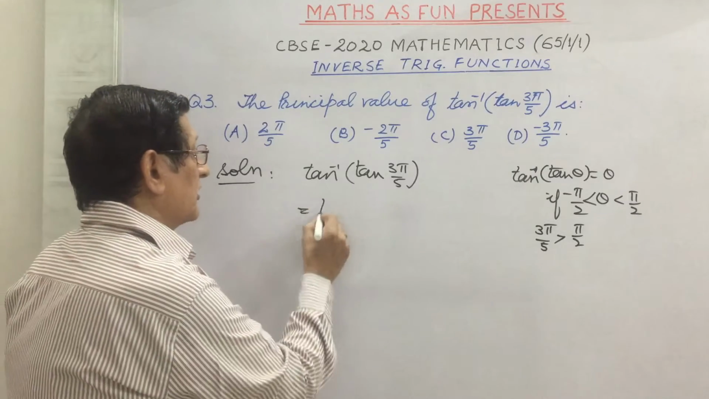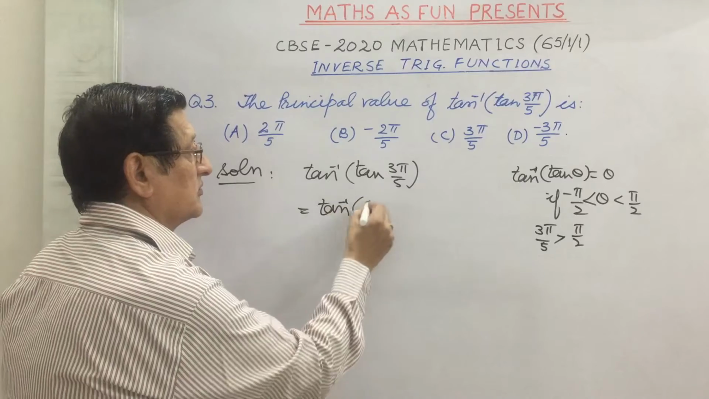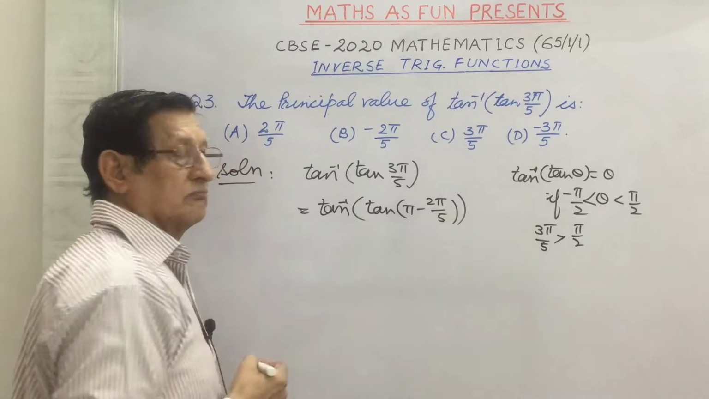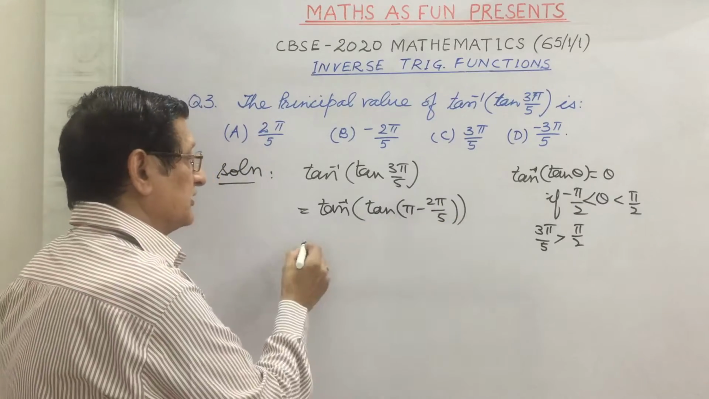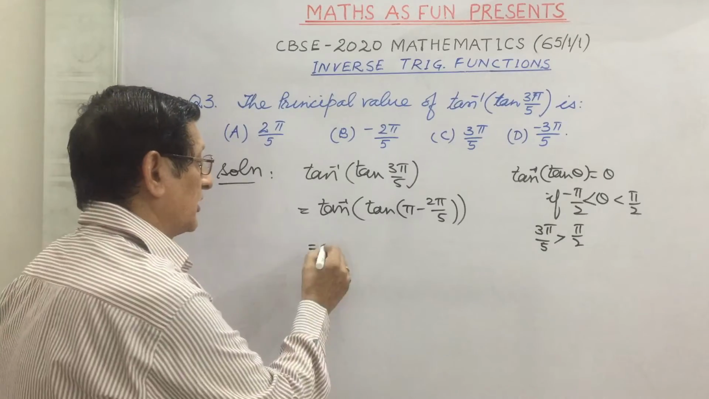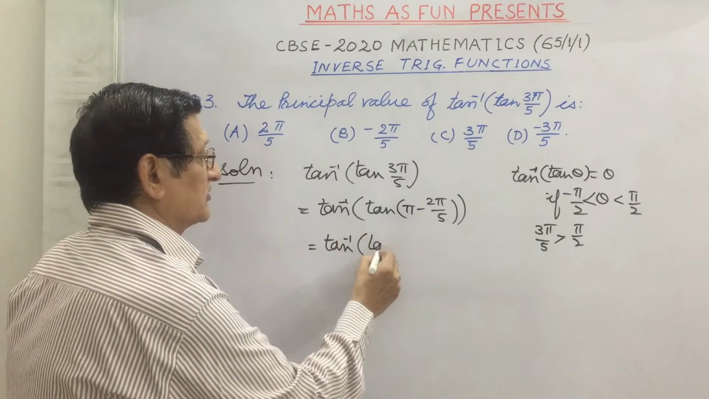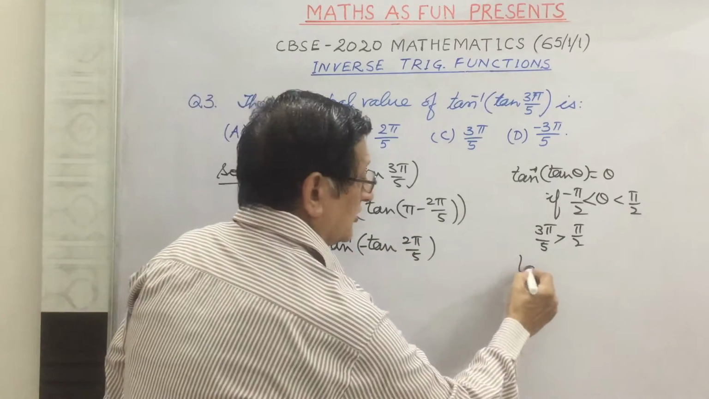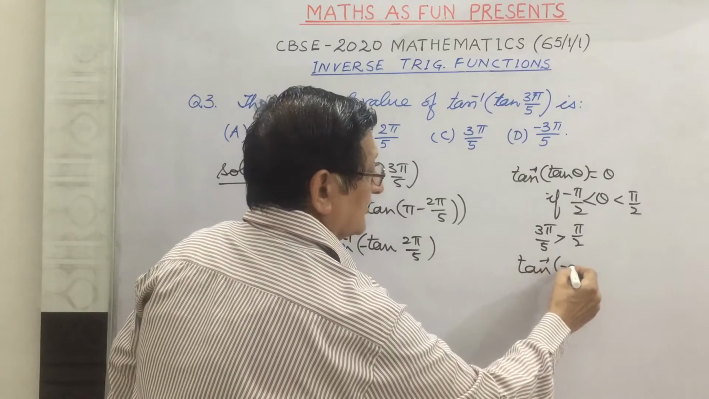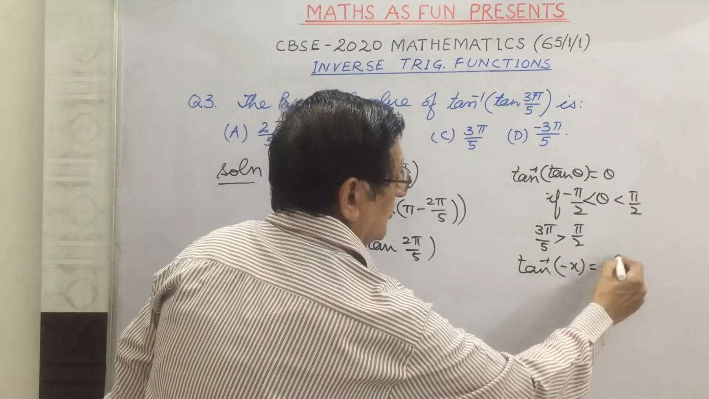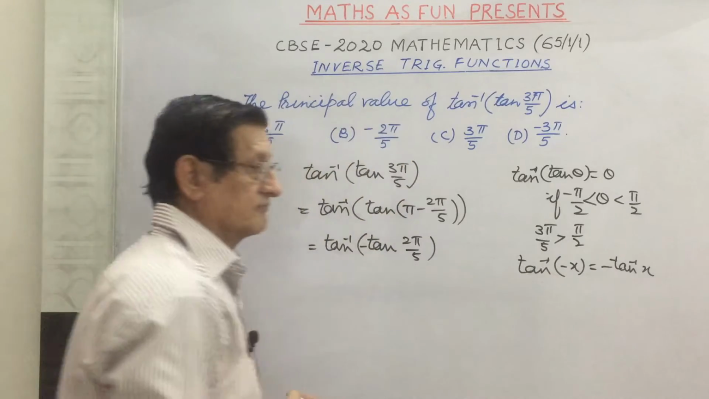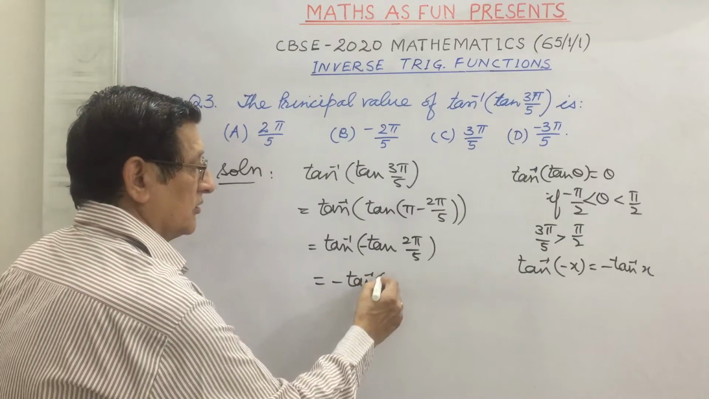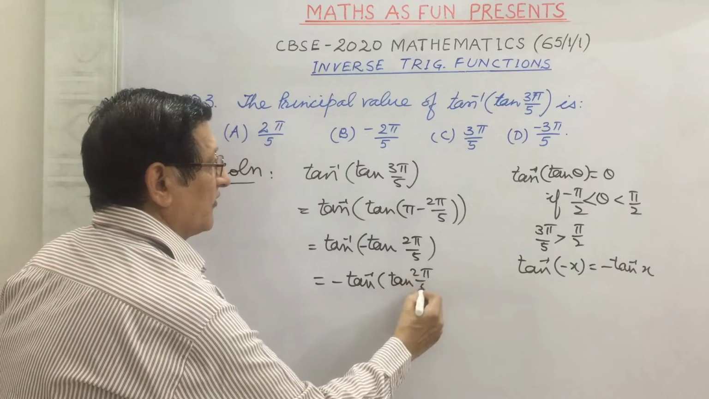For that, can we write this as tan inverse tan of pi minus 2 pi by 5? And we know tan of pi minus theta is minus tan theta. So we write this as tan inverse of minus tan 2 pi by 5. We also know that tan inverse of minus x is equal to minus tan inverse x. So this will be minus tan inverse tan 2 pi by 5.